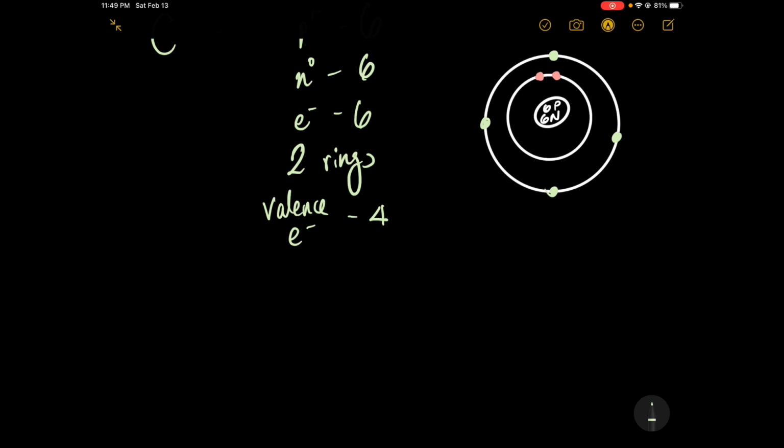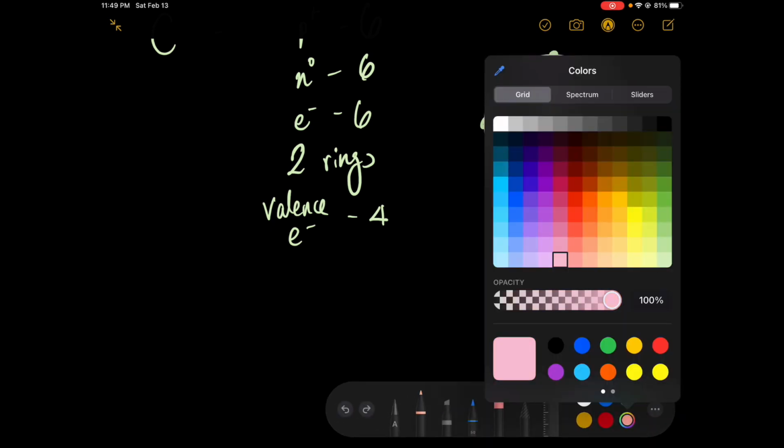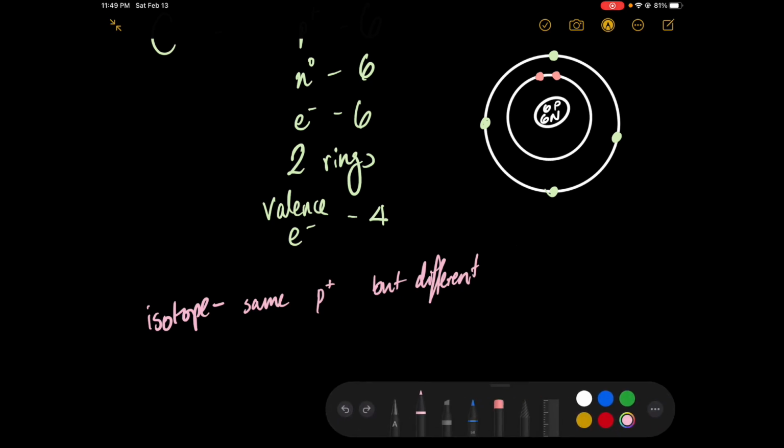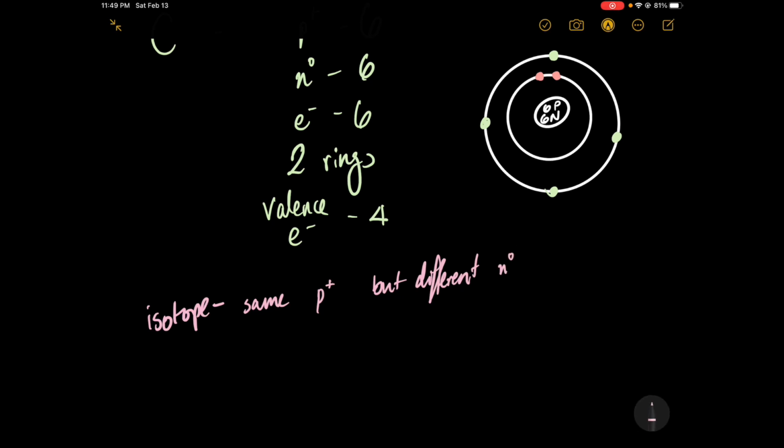All right. A quick thing to note is something about isotopes. You've probably heard: isotopes are atoms with the same number of protons but different number of neutrons. Same protons but different neutrons. So if you have a different number of neutrons, this means that you have different mass numbers.